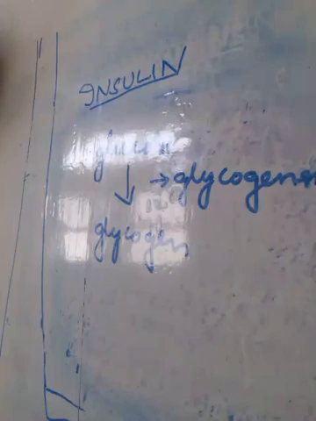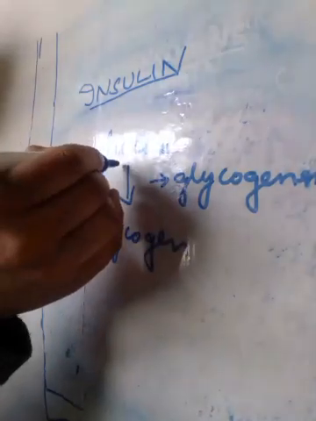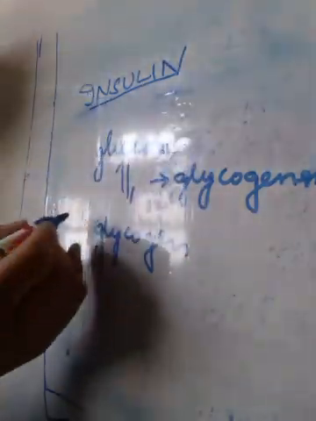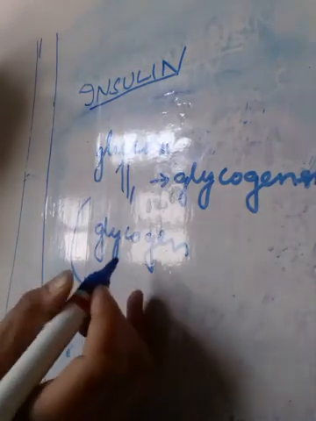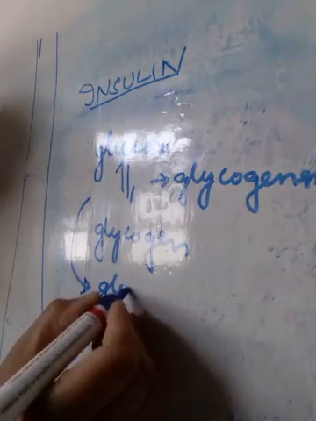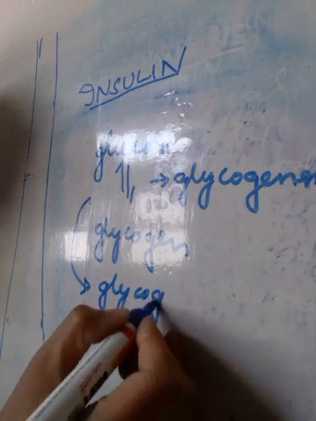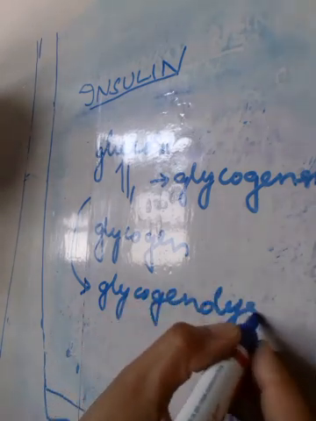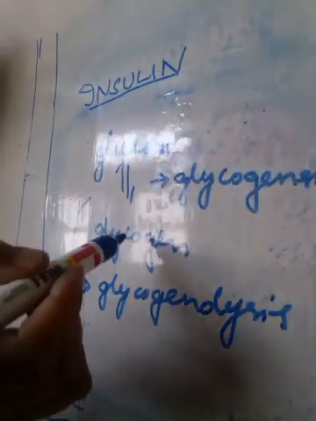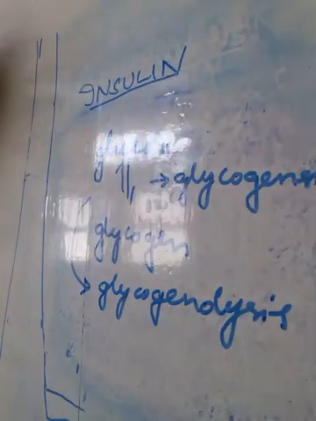This is a reversible process. So when glycogen converts back to glucose, we call that process glycogenolysis. So these are the two opposite processes. When glucose gets converted into glycogen, we call that glycogenesis, while when glycogen gets converted back to glucose, we call that glycogenolysis.